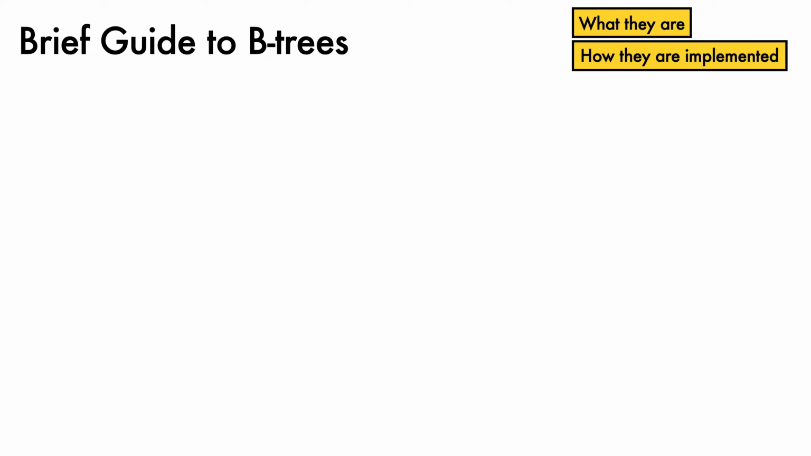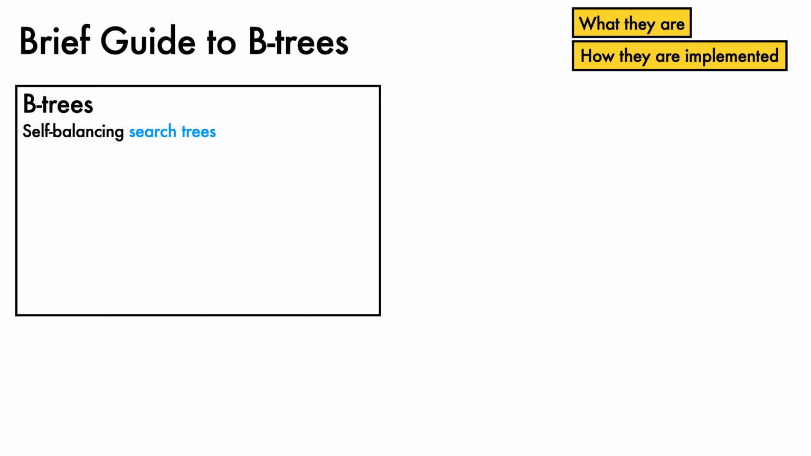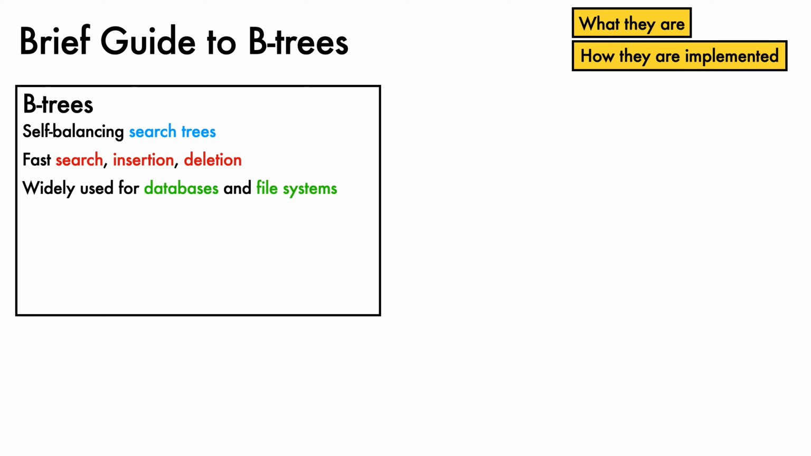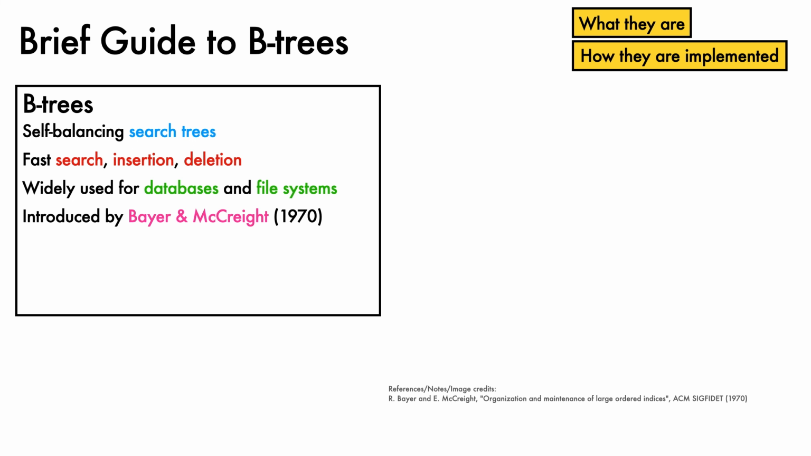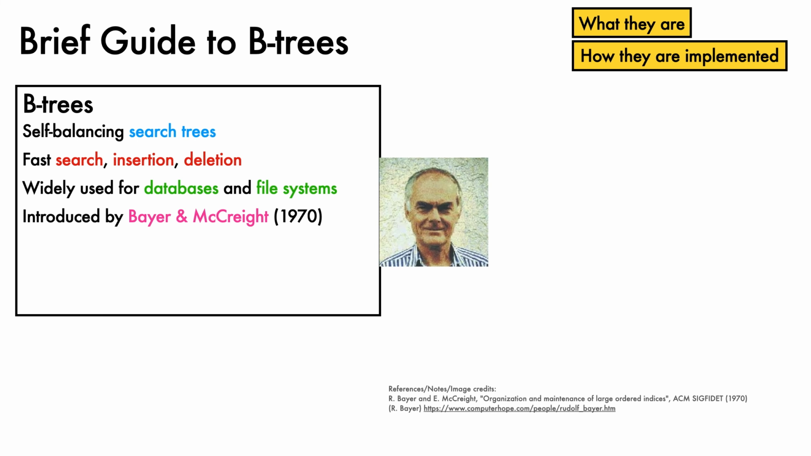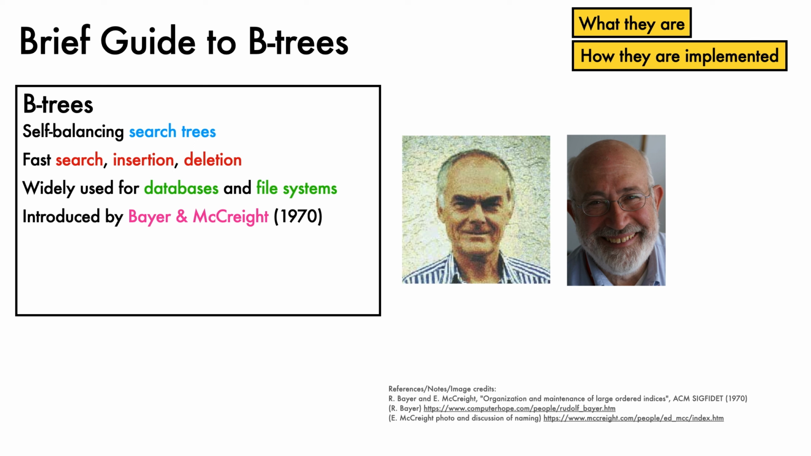This video provides a brief guide to B-trees, describing what they are and how they are implemented. B-trees are self-balancing search trees supporting fast search, insertion, and deletion operations that are widely used for databases and file systems. They were introduced in a seminal 1970 paper by Rudolf Bayer and Ed McCreight while working at Boeing Company.